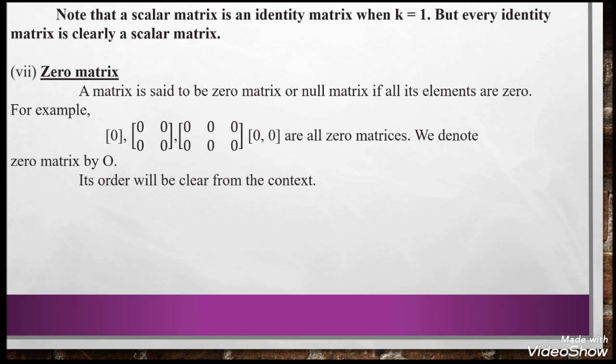A matrix is said to be a zero matrix, or else null matrix, if all the elements of the given matrix are zero, irrespective of their order. Here it is 2 cross 2. This is 2 cross 3. Then 1 cross 2, 1 row, 2 columns. So the order of the zero matrix can be anything. Its order will be clear from the context.